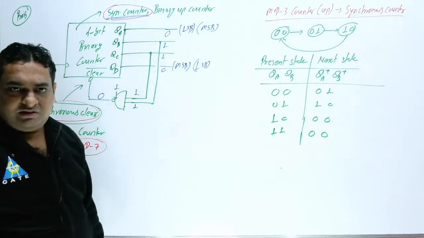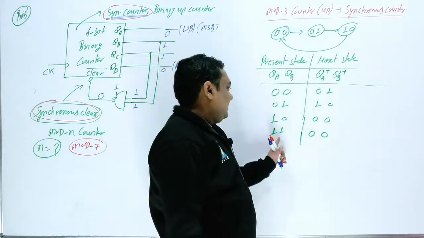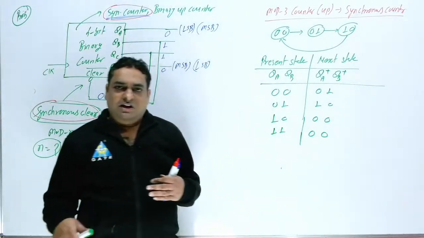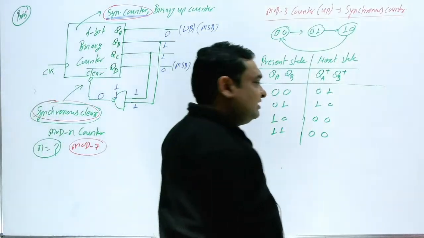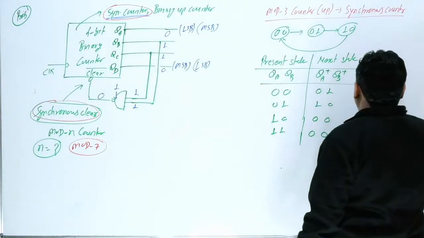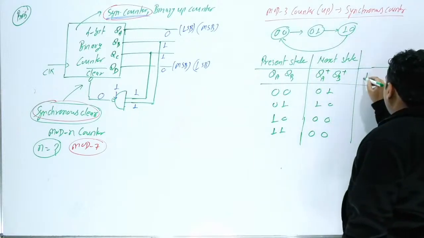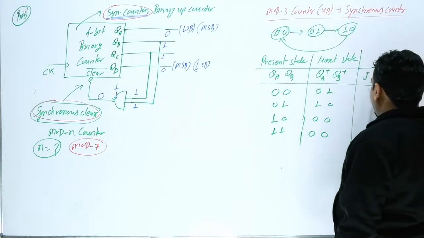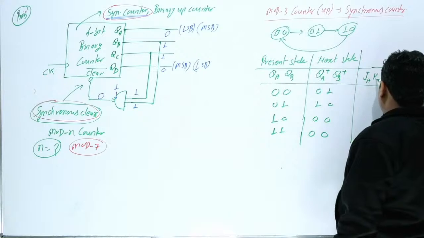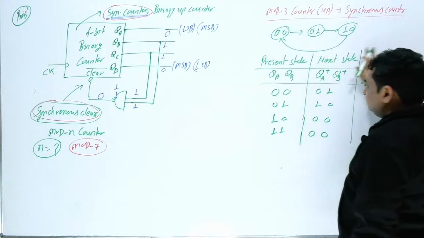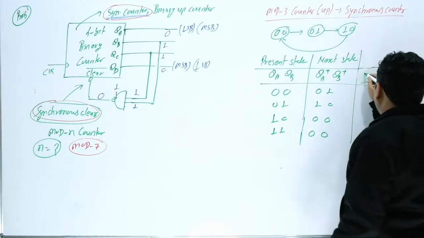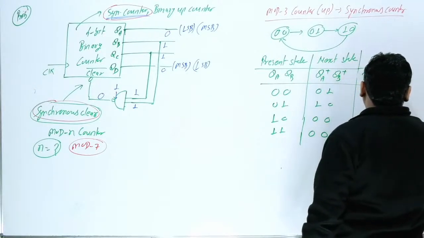Just you have to implement this. 11 will be an invalid state, but if anybody starts from 11, it will reach 00. So you have to implement this circuit using some flip flop. Suppose I design using JK, this is JA, this is KA, or I design using a D flip flop. The D flip flop will be easier, so here this is DA and this is DB.